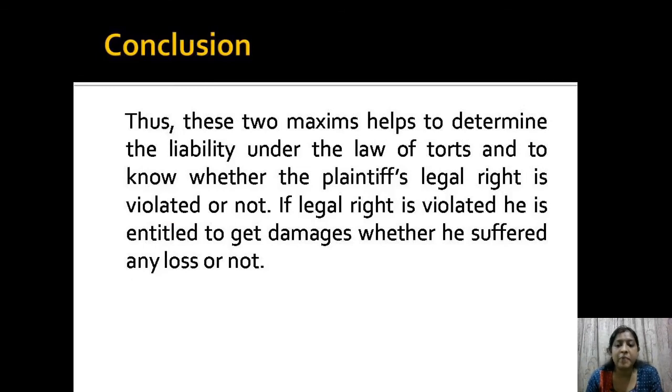So these two maxims help us to determine the liability under the law of torts and also to know whether the plaintiff's legal right is violated or not. So, the plaintiff, in order to claim compensation, must prove that his legal right is violated. If he is not able to prove, then he cannot claim any compensation. Legal injury is a must in order to get compensation from the court of law.